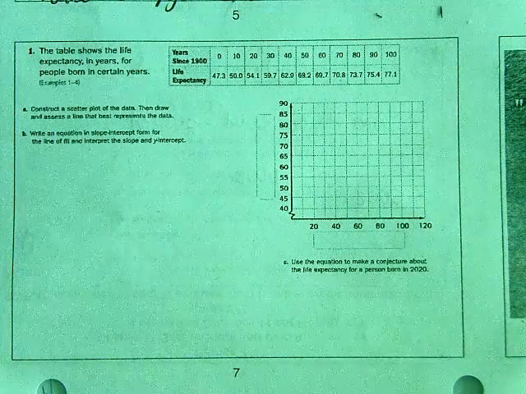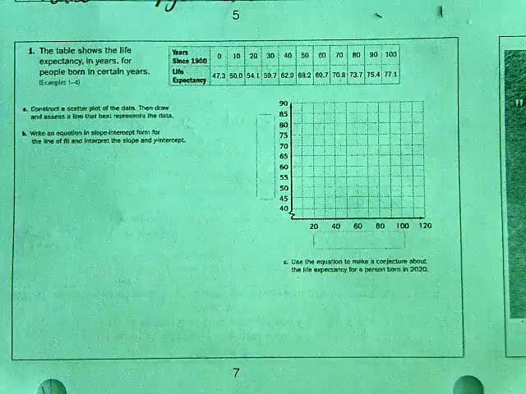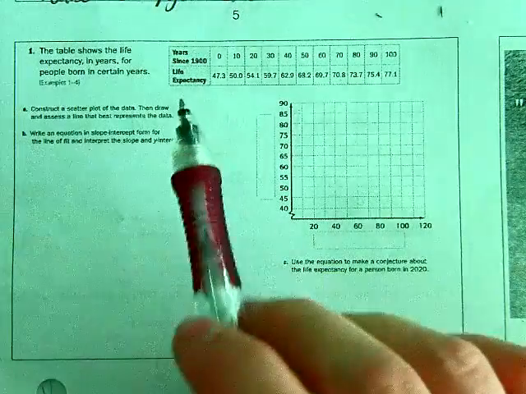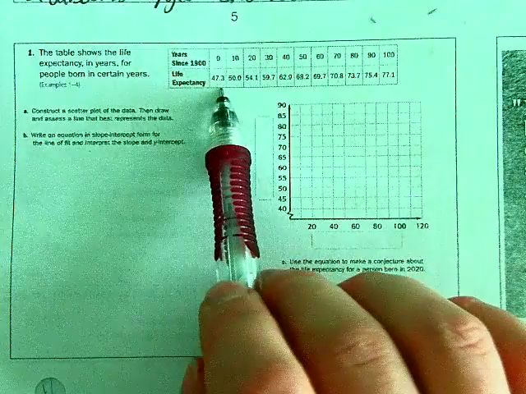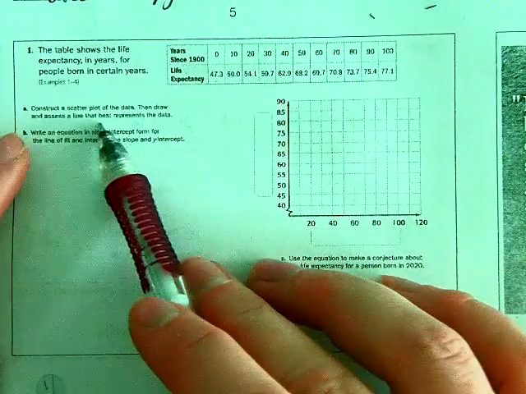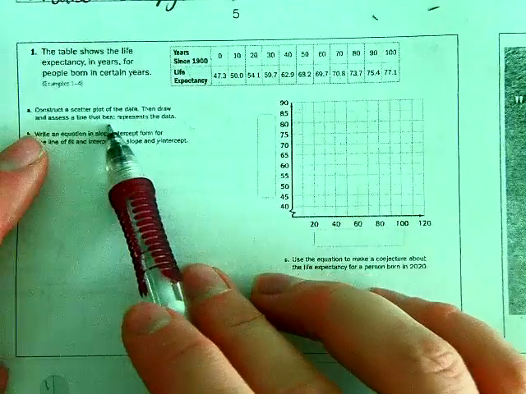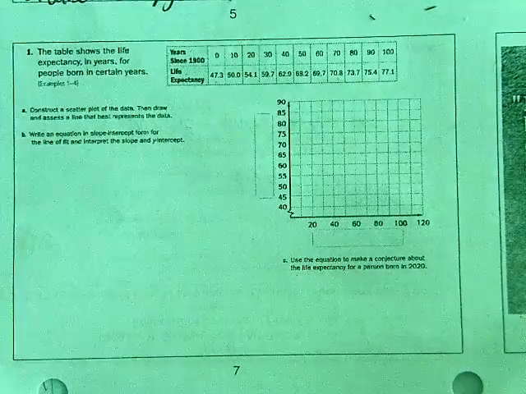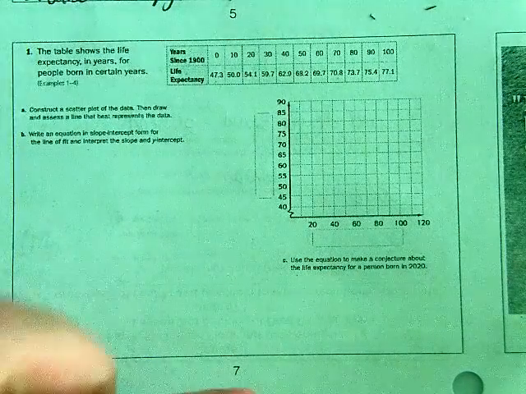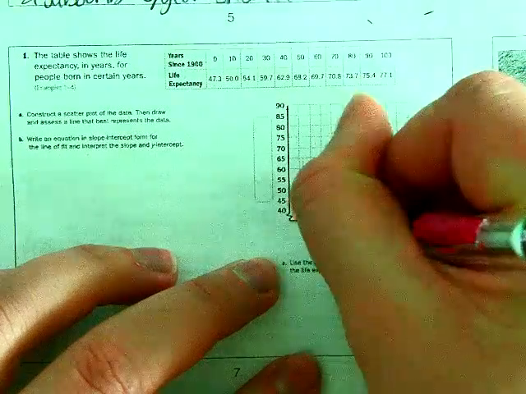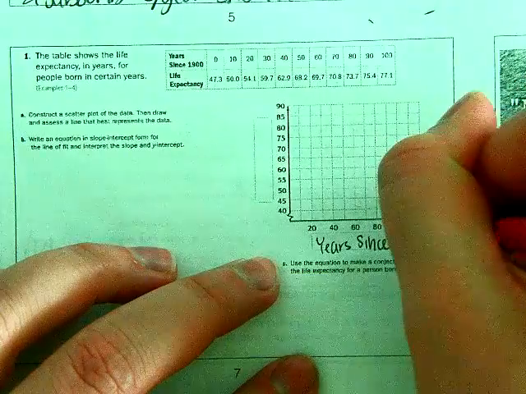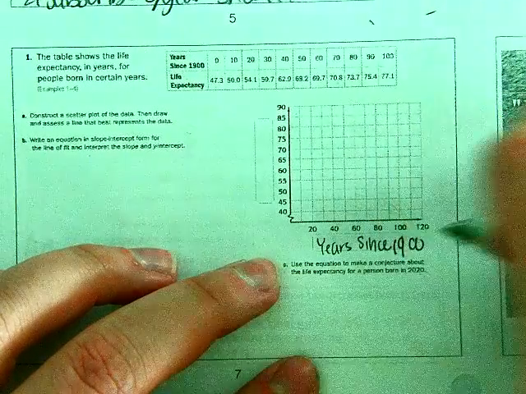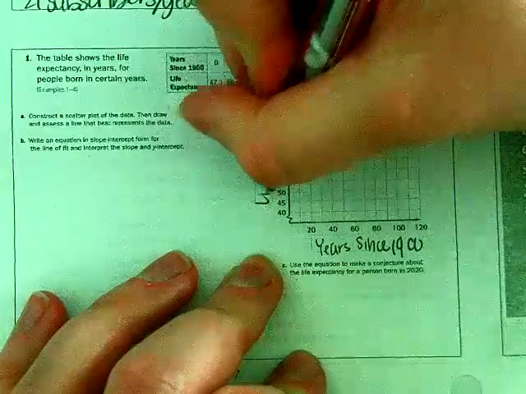The table shows the life expectancy in years of people born in certain years. So in 1900, 47.3 years old. It says construct a scatter plot of the data, then draw a line that best represents the data. So on our x-axis, that's going to be years since 1900. And the other one is going to be the life expectancy.